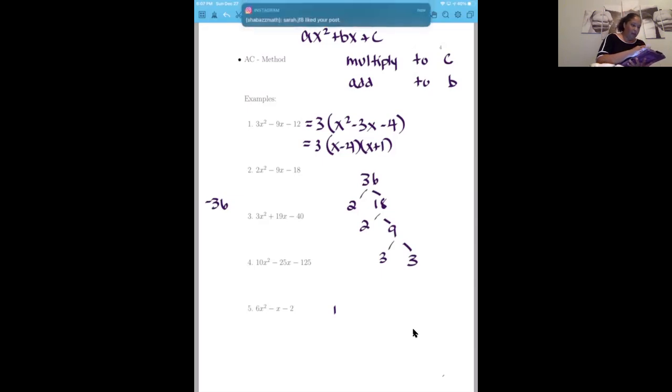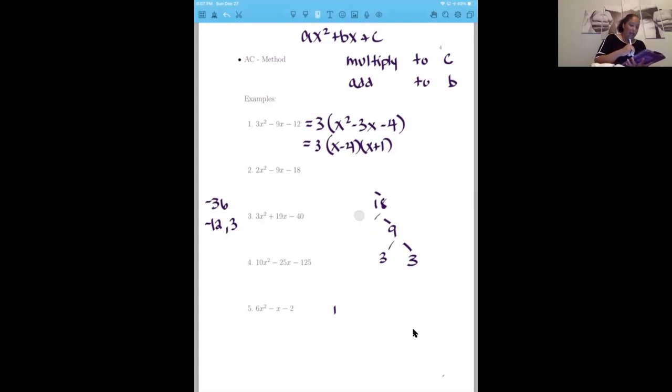I think that works. So I'm choosing negative 12 and 3. They multiply to give me 36, and they add to give me negative 9. So I'm going to split my b term into negative 12 and 3. So I have 2x squared minus 12x plus 3x plus 18.